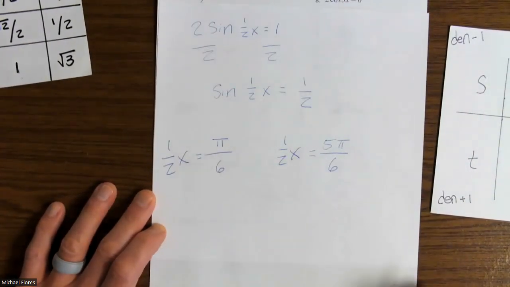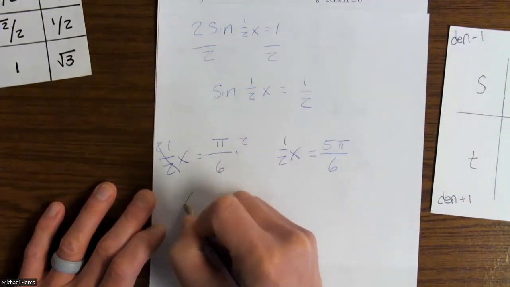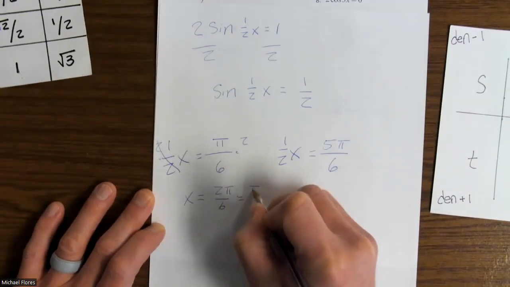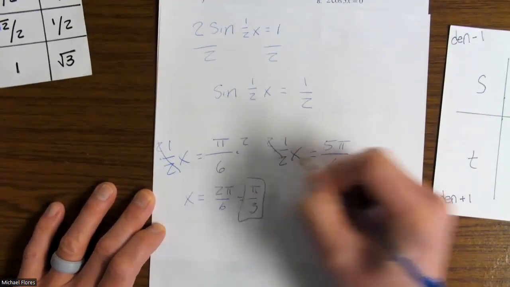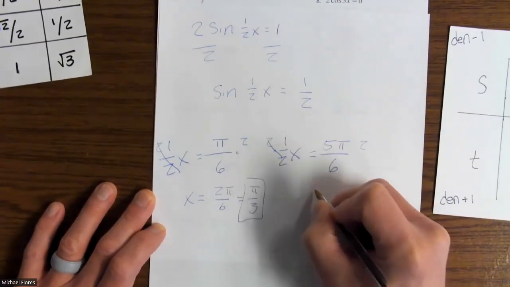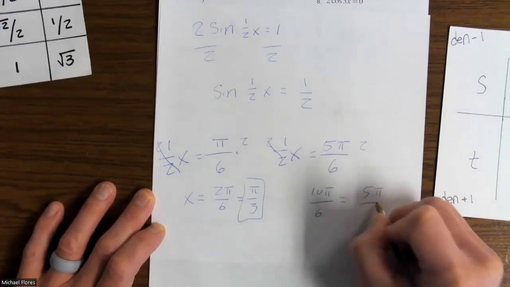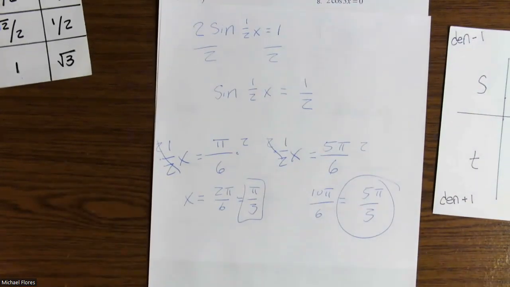And now in order to solve, we have to multiply both sides by 2, giving us 2 pi over 6 or pi over 3. That's our new answer here. Over here, multiply both sides by 2. That would give us 10 pi over 6 or 5 pi over 3. That's the difference between example 1 and 2.